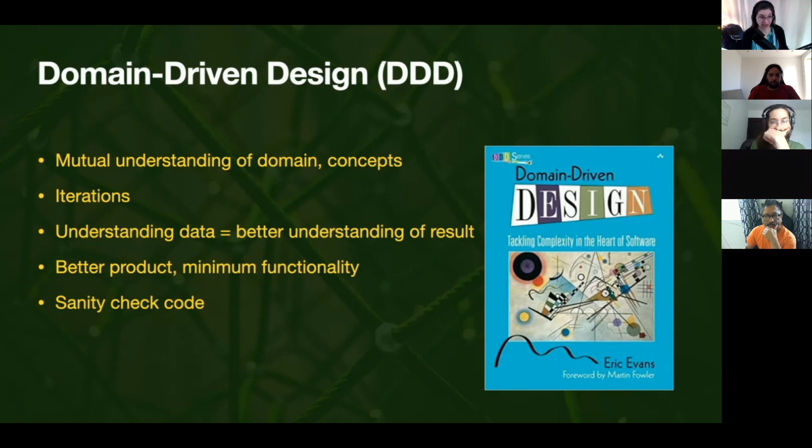So on the end game there, you get a better product, you get minimum functionality. You're not going to build a whole lot of extraneous things because you understand what's in the data and what you need to get out of it. It also helps to sanity check your code against the model and the understanding of the data you're sucking into it, right? So it's a really good book. I do recommend it. I'm not all the way through it yet, probably about halfway or so. It's just an on-the-side project kind of reading I've been doing, but I find this really interesting and something that fits really well with databases and data as a whole.